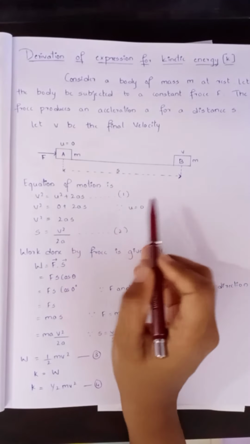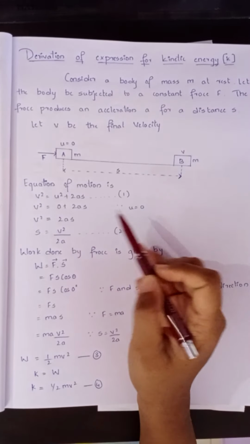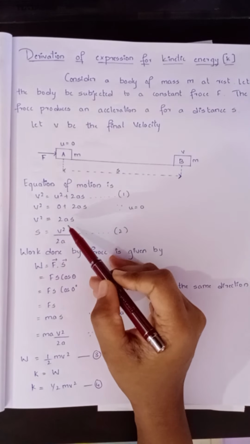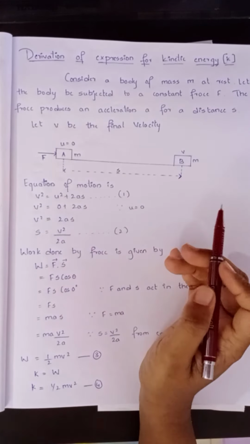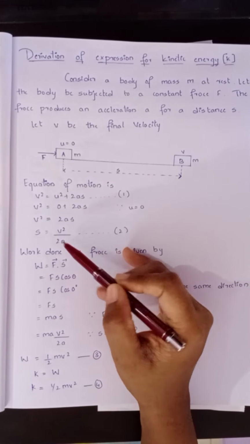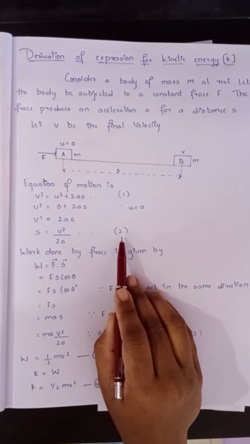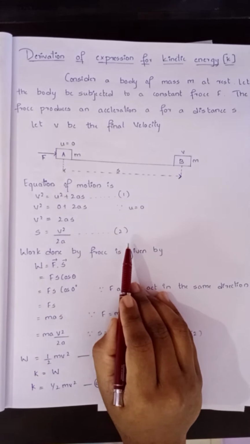What happens to equation 1? v square is equal to 0 plus 2as, or we can write it as v square is equal to 2as, and we'll take v square and 2a to this side, that is s is equal to v square by 2a. We'll consider this as equation 2.